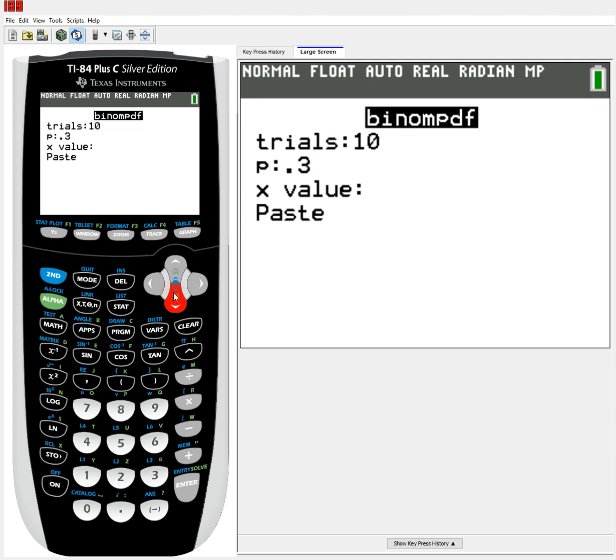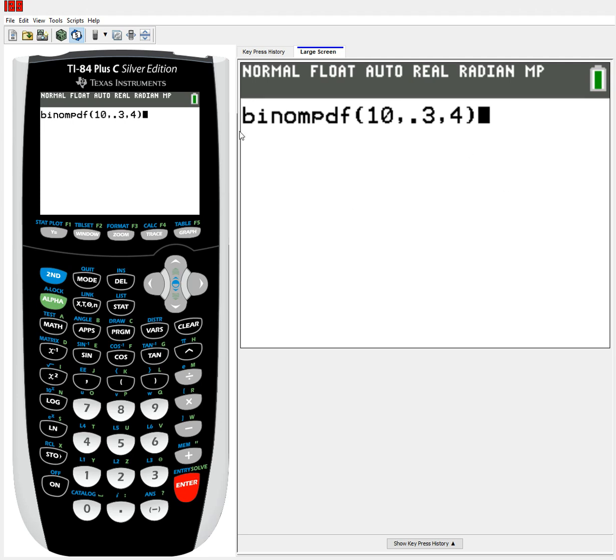The x value then is asking how many successes am I looking for? Well, I asked the question of what's the probability that I get 4 hits out of 10 at-bats. In this case, I'm looking for 4 successes out of those 10 trials. So, I have 10, 0.3, and 4. I hit paste. It pastes onto the main screen.